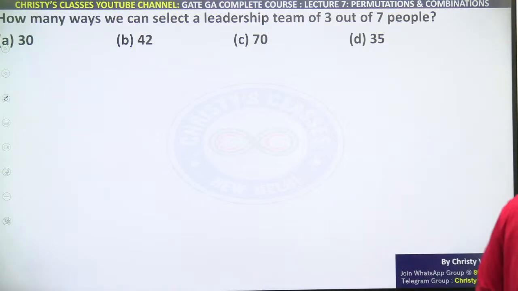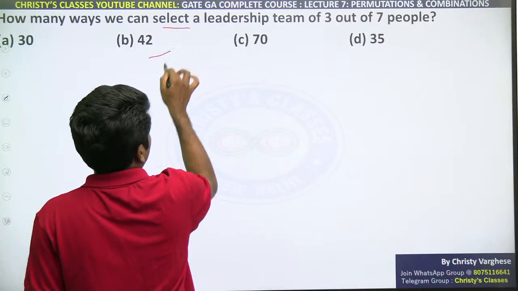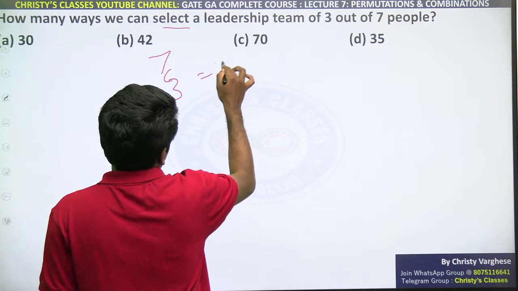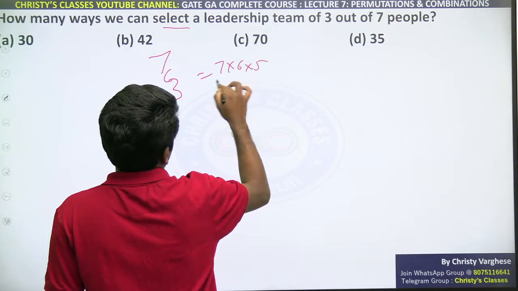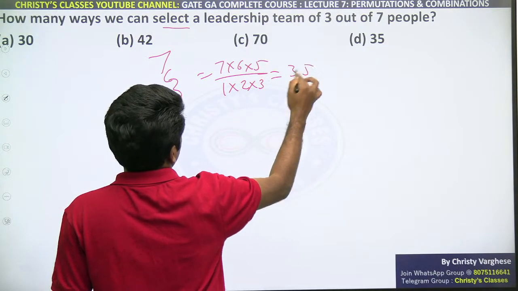Okay, most of you got it. So select a leadership team. 3 people have to be selected out of 7. So 7C3 ways are there. That is 7 into 6 into 5 divided by 1 into 2 into 3. That is, 6 cancels, 35 will be the answer.